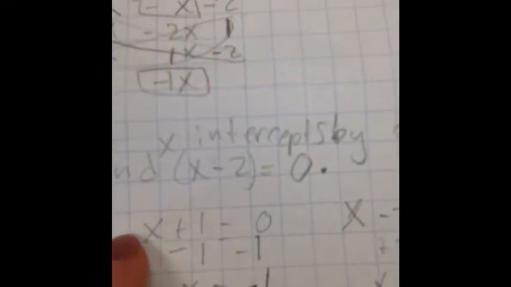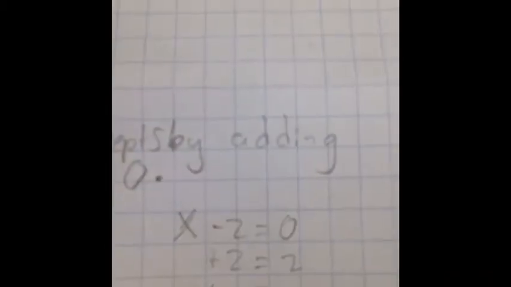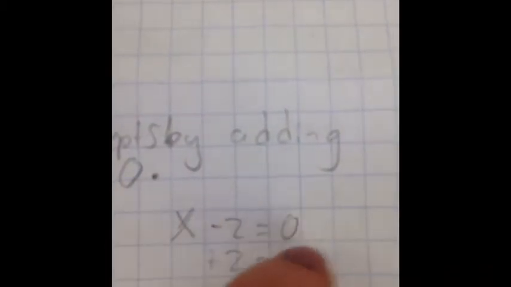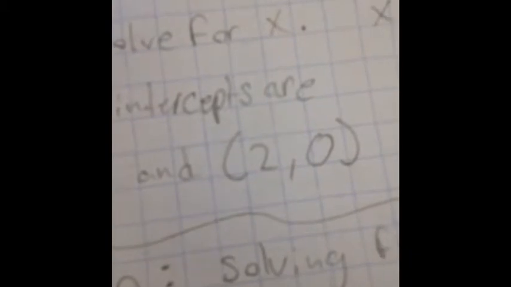So we have x plus 1 equals 0, minus 1, x equals -1, and then right here we do x minus 2 equals 0, plus 2, so x equals 2. Now you have your x-intercepts, which are -1, 0, and positive 2, 0. Okay.